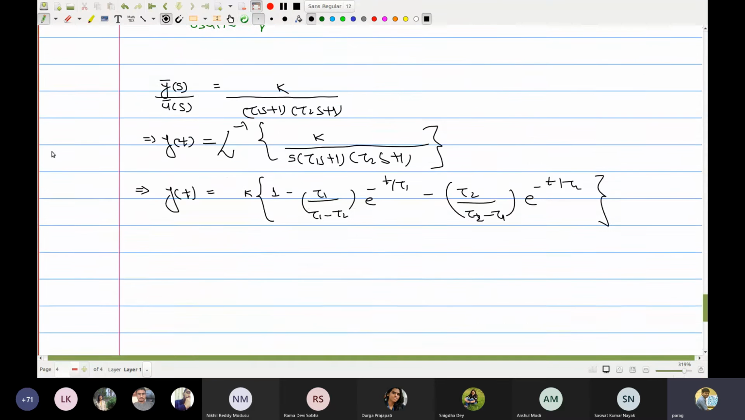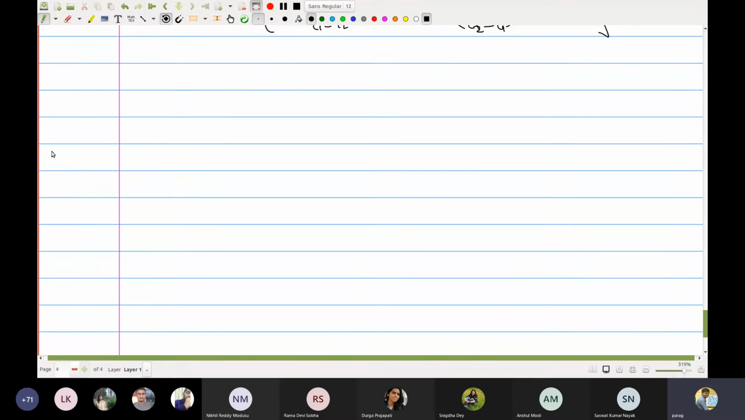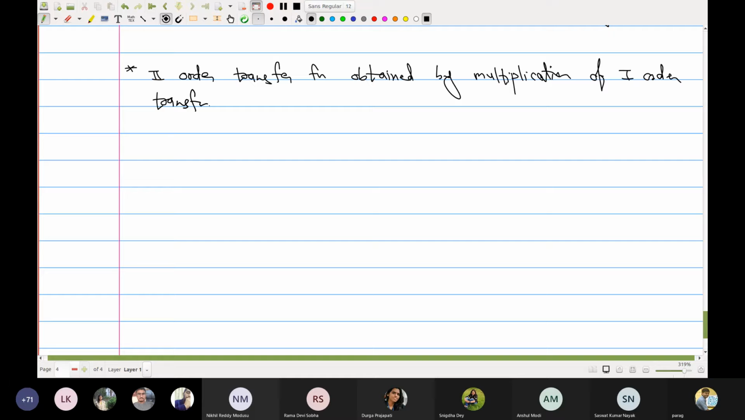So first qualitative analysis of the transfer function: a second order transfer function obtained by multiplication of first order transfer functions never shows oscillations.